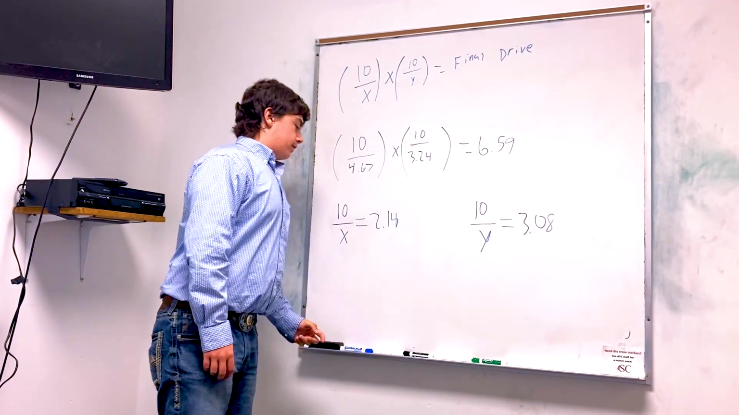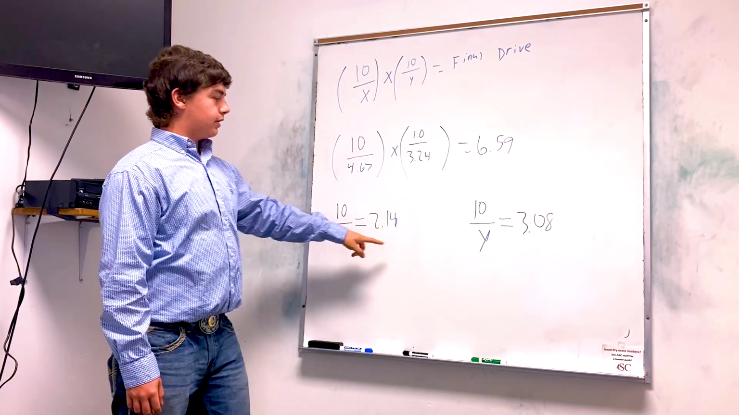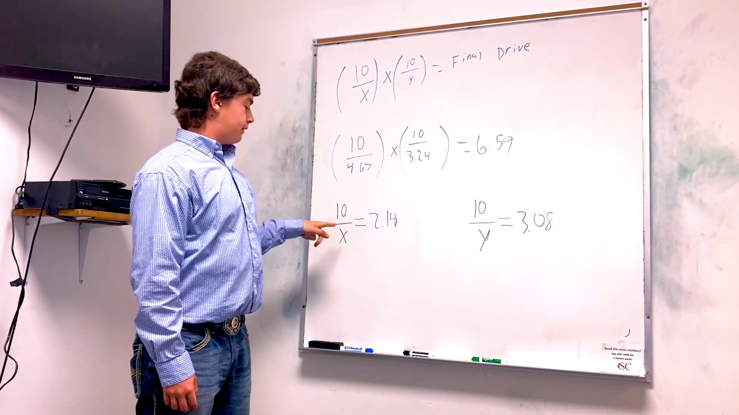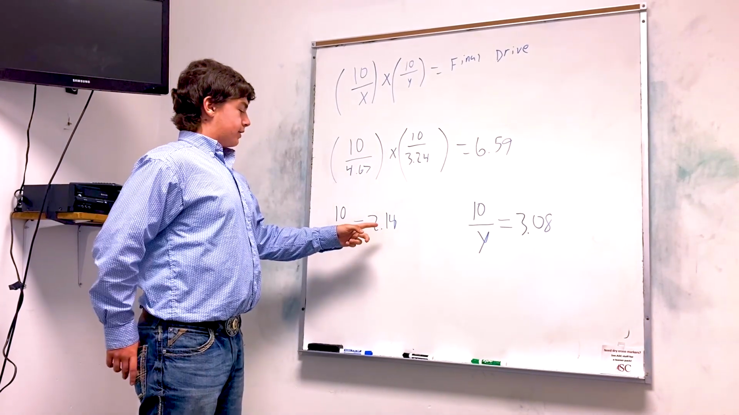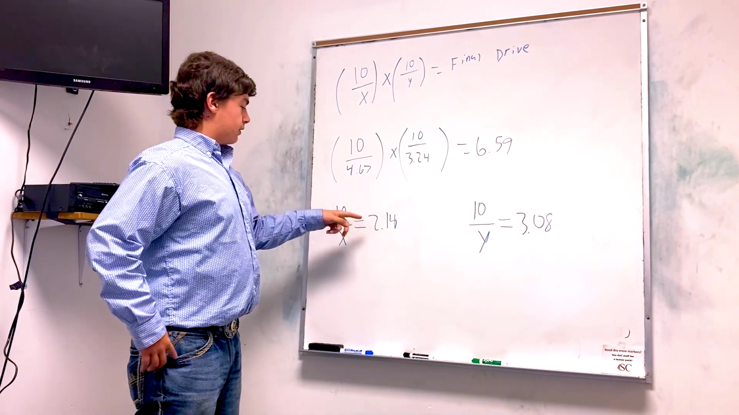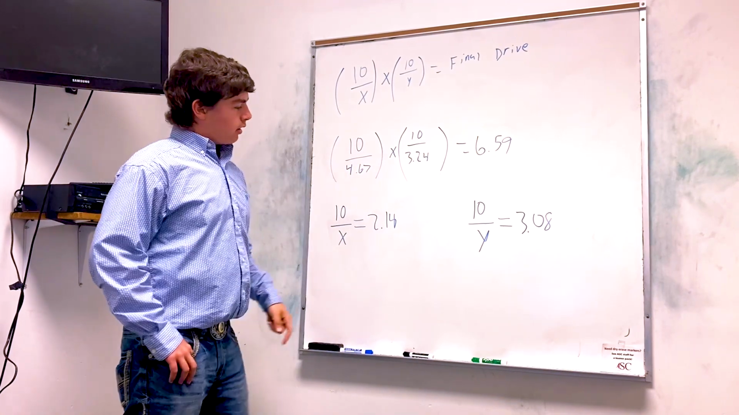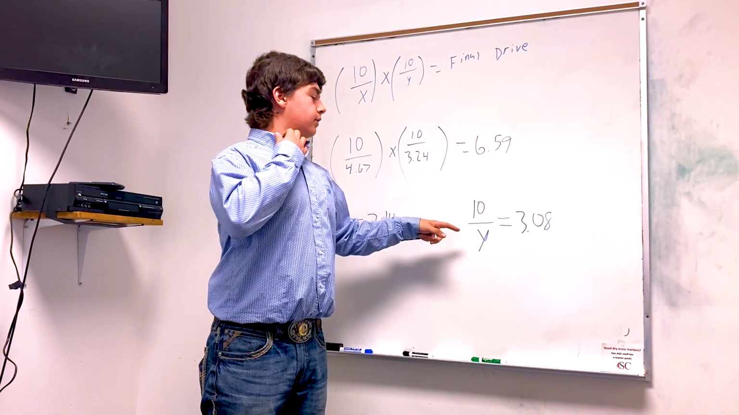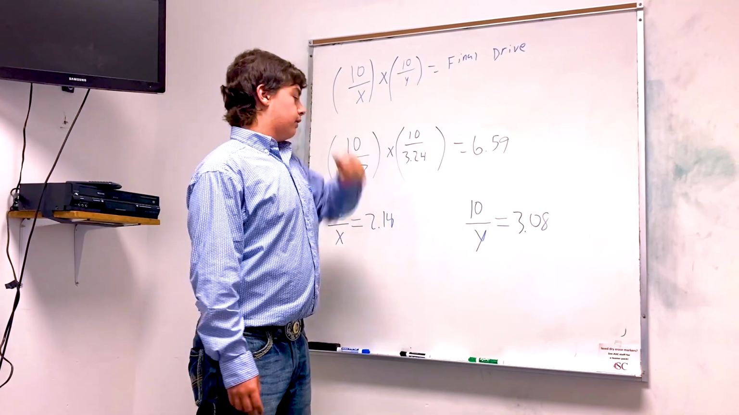But I didn't have all the values when I was doing this, so I had to go backwards, because I had the final ratios for each of the two, but I didn't have the actual X and Y. So I had 2.14 as the final ratio for my transmission. So what I ended up having to do was do 10 over 2.14 to get the value for X. And then to find the value of Y, I had to do 10 over 3.08, which was the final gear ratio of the rear end gear.